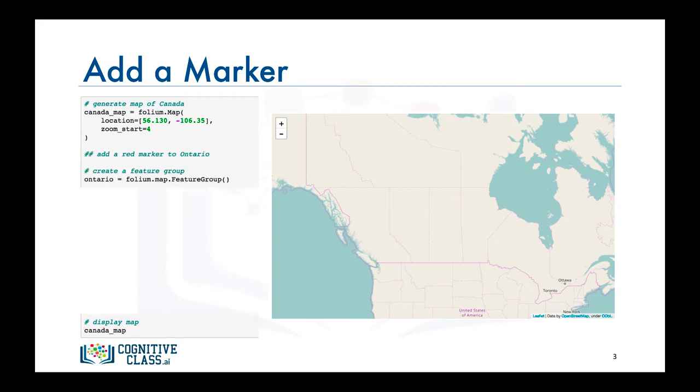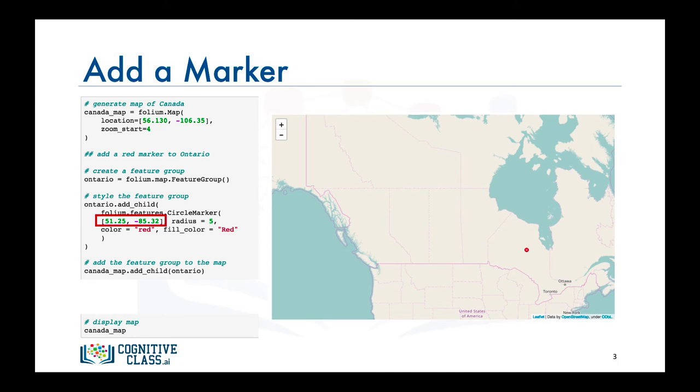Now, when a feature group is created, it is empty. And that means what's next is to start creating what is called children and adding them to the feature group. So let's create a child in the form of a red circular mark located at the center of the Ontario province. We specify the location of the child by passing in its latitude and longitude values. And once we're done adding children to the feature group, we add the feature group to the map. And there you have it, a red circular mark superimposed on top of the map and added to the center of the province of Ontario.